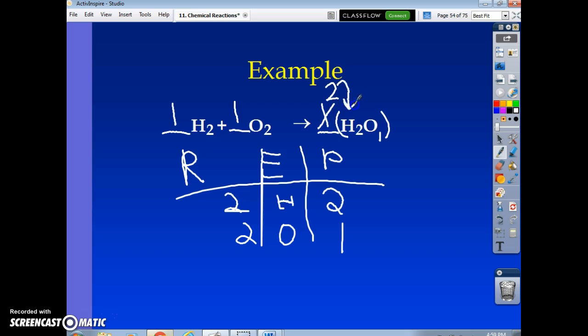Distribute it in. Don't forget to change absolutely everything that is affected. It affected my hydrogens. Now I have 4. It affected my oxygen. Now I have 2. Well, that's what I wanted, so that's good. But now my hydrogens are off. That's okay, because it's really easy to go back over here to your reactant side and say, how do I get 4 hydrogen? You're going to cross this one out and make it a 2. 2 times 2 is 4. Hallelujah, they're both balanced. So easy.